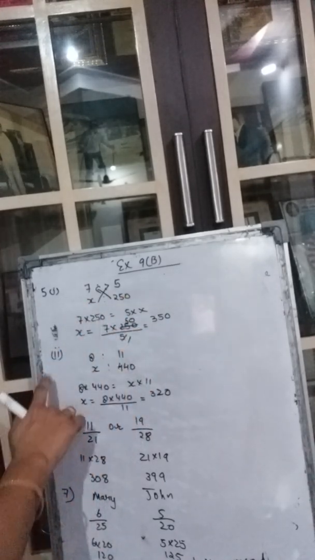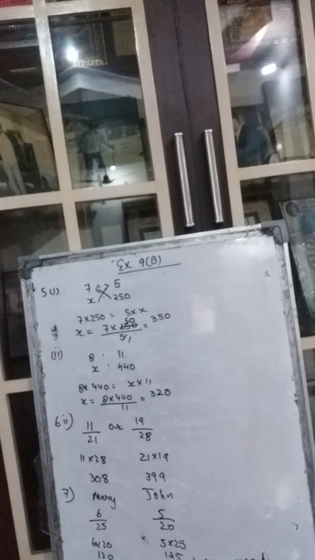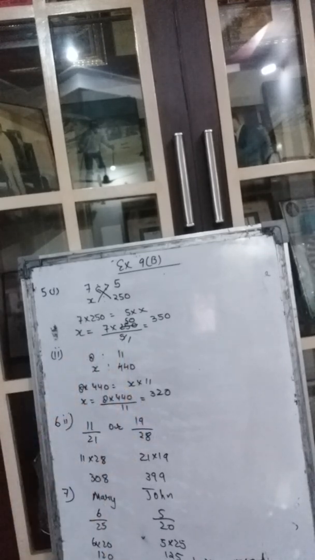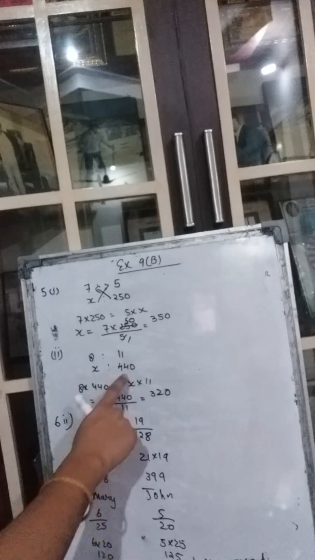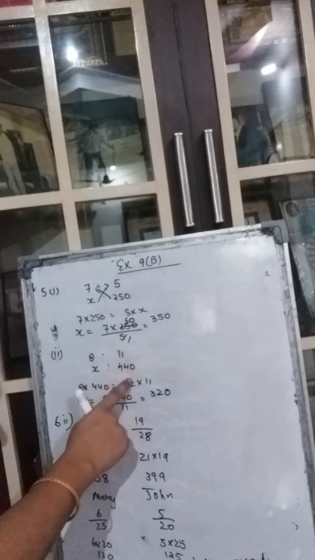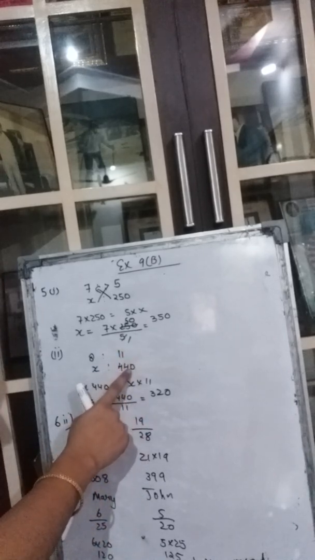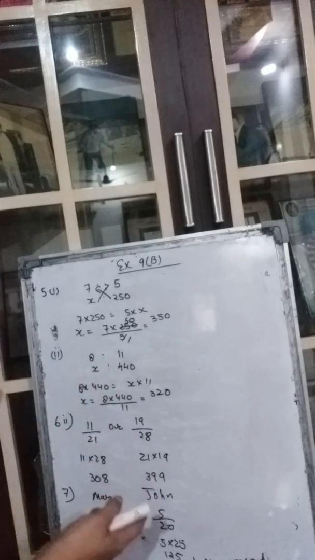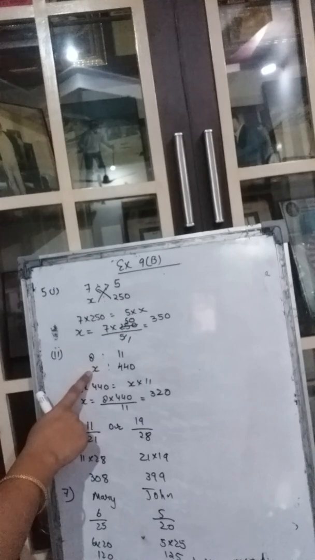Okay, let's do the second part. Now they are saying decrease 440 centimeters in the ratio 8:11. First write the ratio 8:11. Now they are saying decrease 440. That means 440 is already bigger. We have to decrease it. So 440 will come under the bigger ratio, under 11. And the smaller number, which will be the answer, we do not know. We'll assume it to be x.